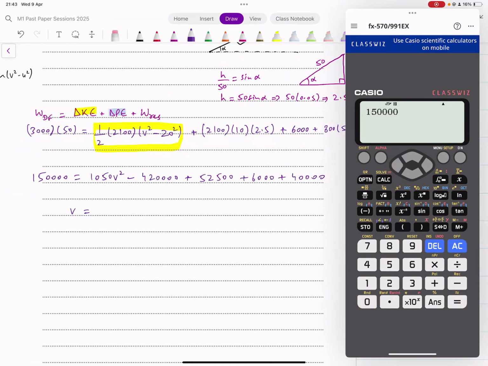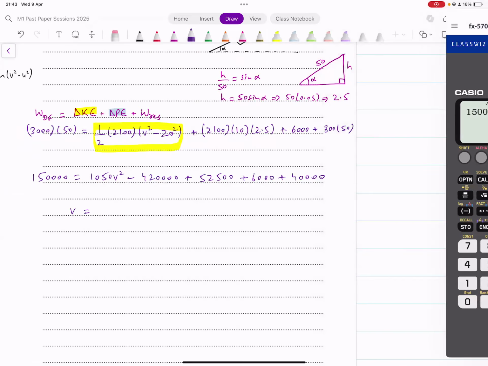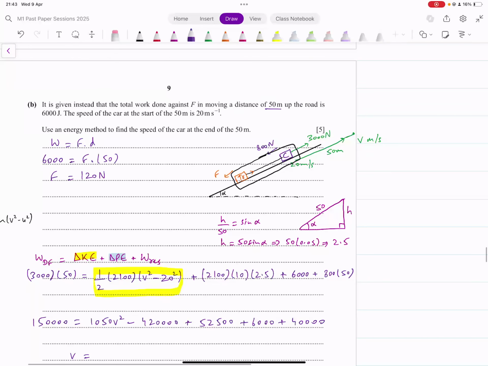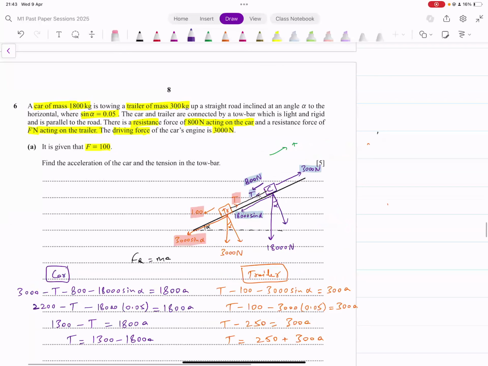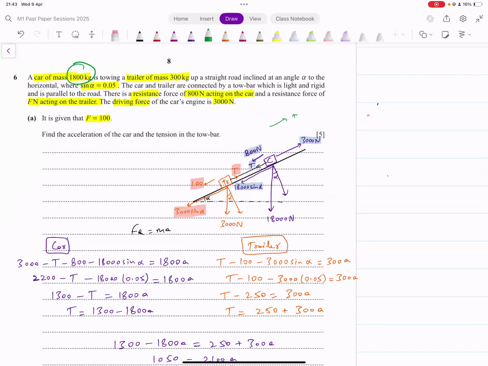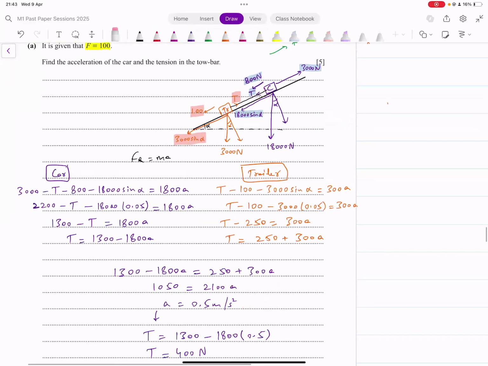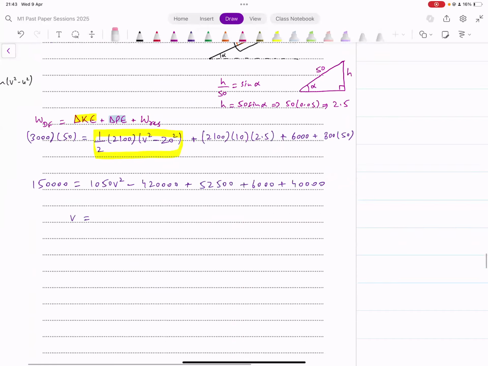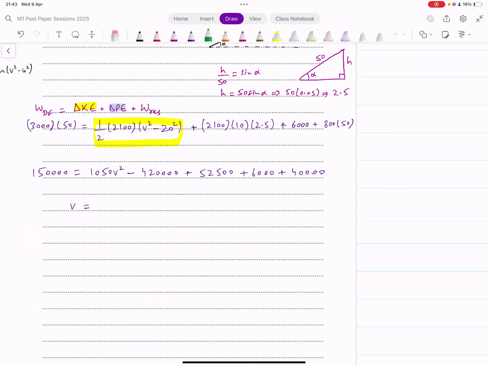150,000. From where did we get 2100? That's the total mass. Since we're considering the whole system, one mass is 1800, the other is 300. So the total mass is 2100. So this 2100 is coming from 300 kg plus 1800 kg. That's 2100 kilograms, mass of the whole system.